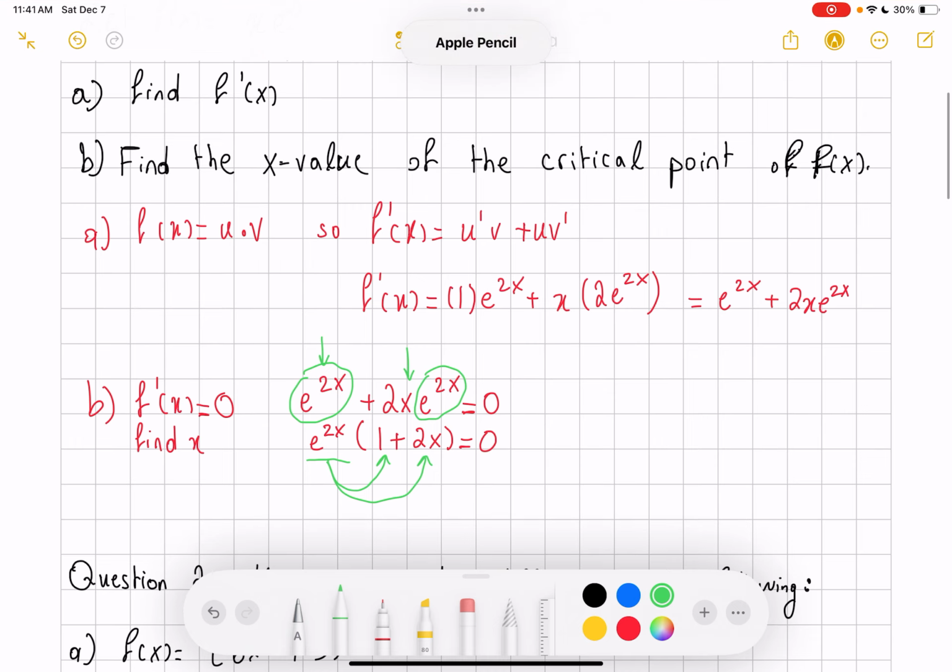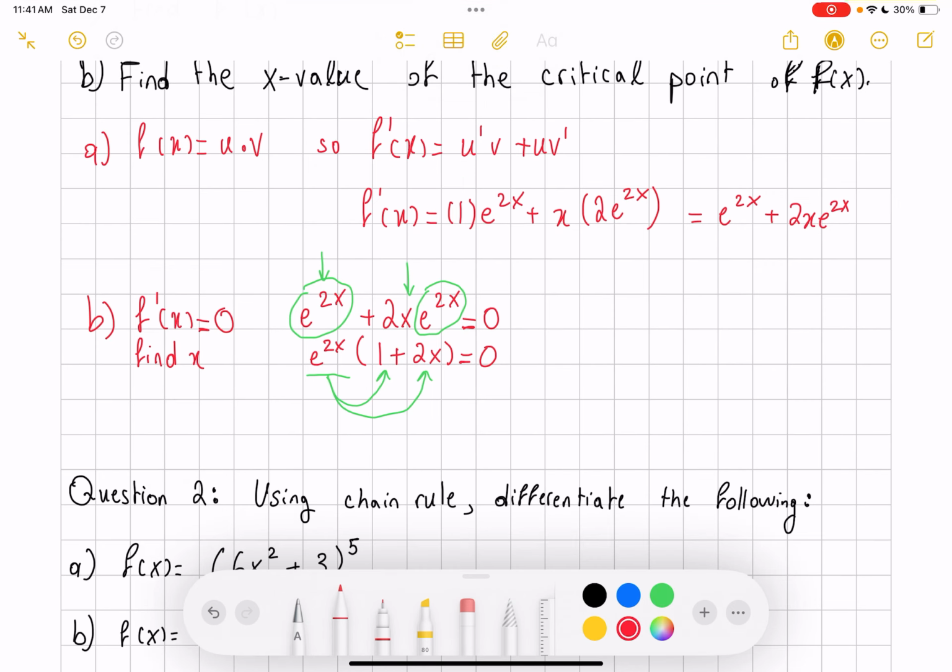So now we have to understand something over here. In order for us to find the critical point, we need to see what x value would make all of this equal to 0. Now I know for sure that e to the power of 2x is always positive. There's no way for this to be 0. Whatever number you put instead of x for e to the power of 2x, it's always going to end up being a positive number. No way for it to be 0. So the only part that could be 0 is over here. So we can say that 1 plus 2x is equal to 0, so 2x is going to be equal to negative 1. Therefore, x is going to be equal to negative half.